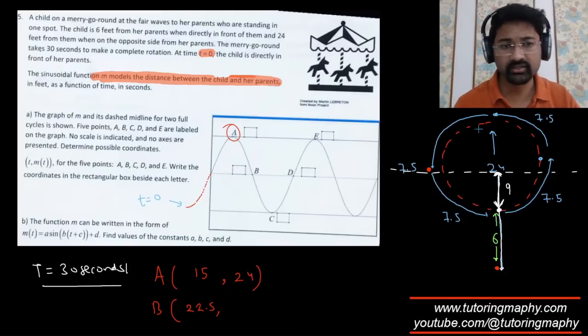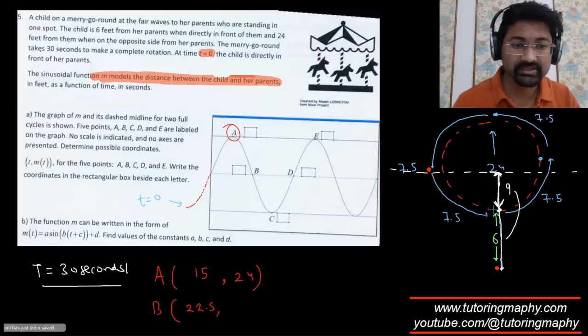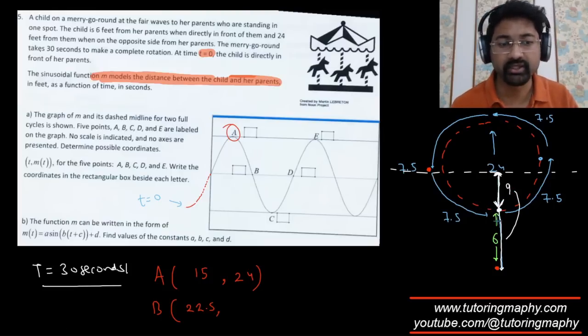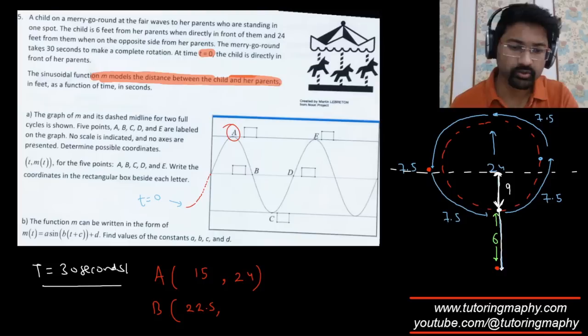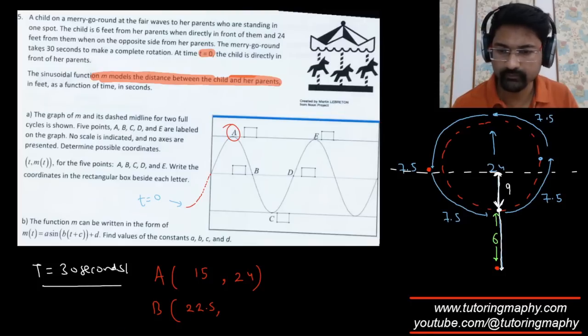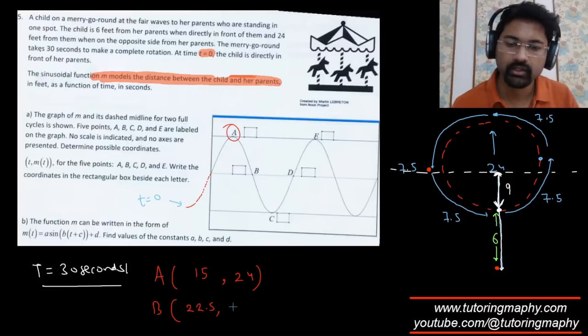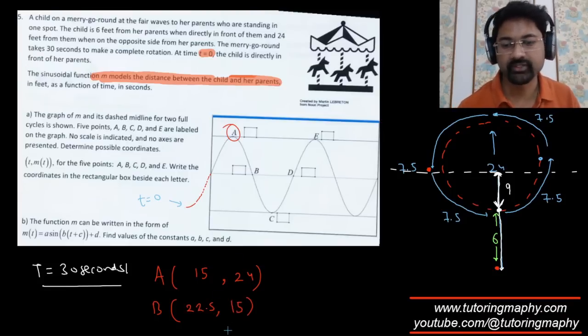So what is the vertical distance? That's going to be 9 plus 6, right? 9 plus 6 is going to be 15. So this is where I write the coordinates of B as 15 over here. This is not 22.5, it's 22.5 for the time. So this is going to be 15.